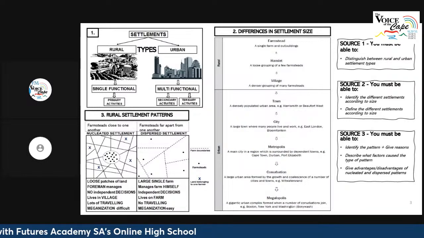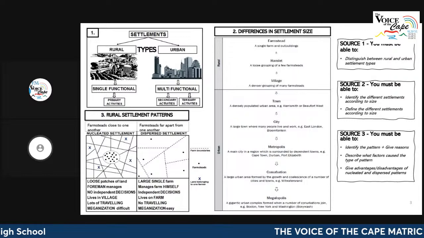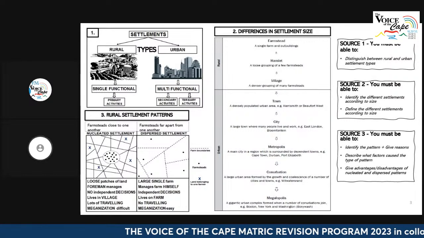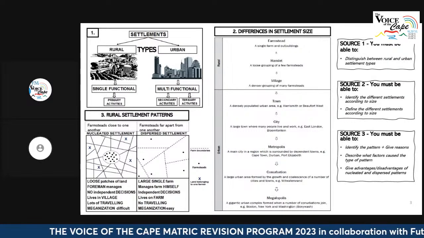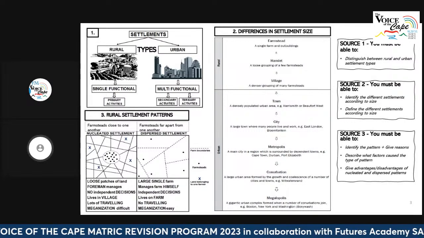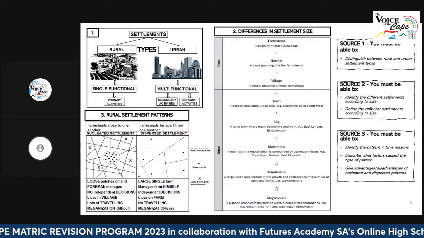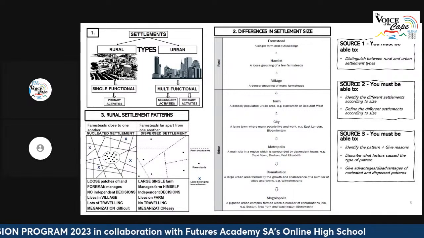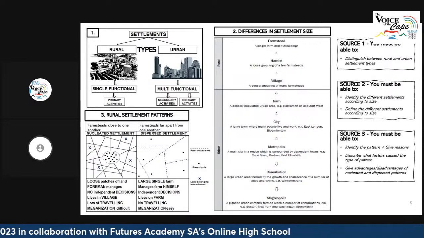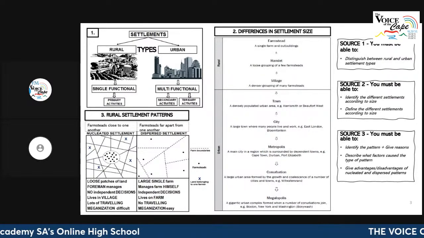My slides are just jumping. In terms of a rural settlement, we get something called a dispersed settlement. That means settlements are placed far apart from each other. And then we get something called a nucleated settlement. Now, often the question loves to ask this particular aspect of rural settlements in terms of nucleated and dispersed.